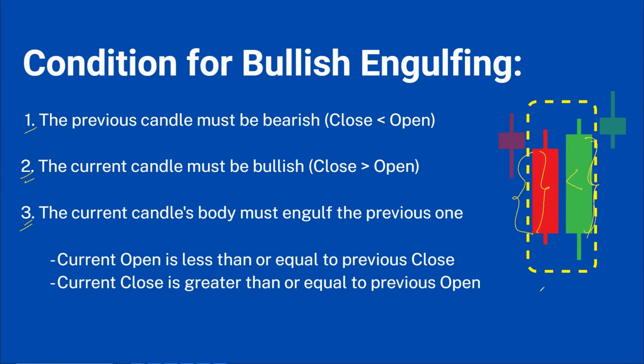And how can we write this in terms of mathematics? The opening of day 2 should be less than or equal to the closing of day 1. Here, this opening should be less than this closing. The second point is the closing of day 2, meaning the closing of the green candle should be greater than the opening of day 1. This closing should be greater than this opening. I hope you understood these two points, which I am also going to use while developing our code. So with these concepts, now let's understand our code.